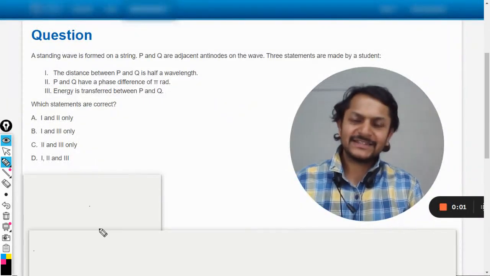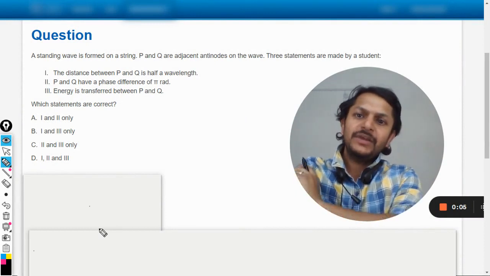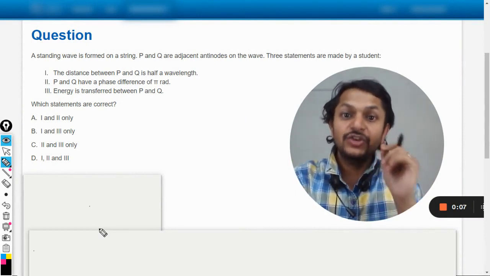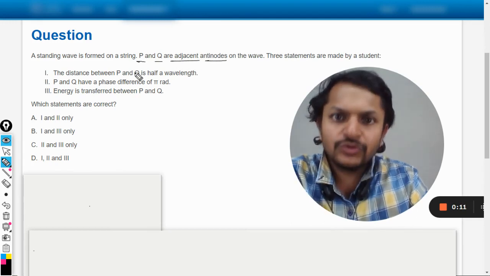Okay, dear students, let us see what is there in this question. A standing wave is formed on a string. P and Q are adjacent antinodes on the wave. So P and Q are adjacent antinodes on a wave.